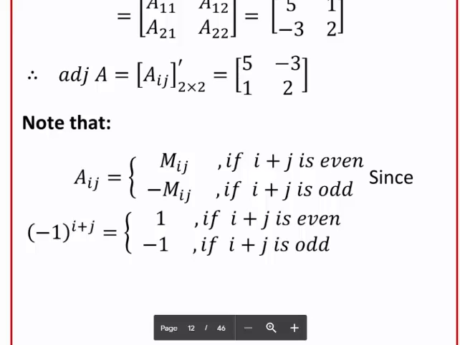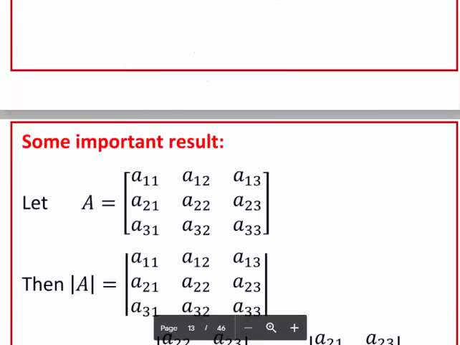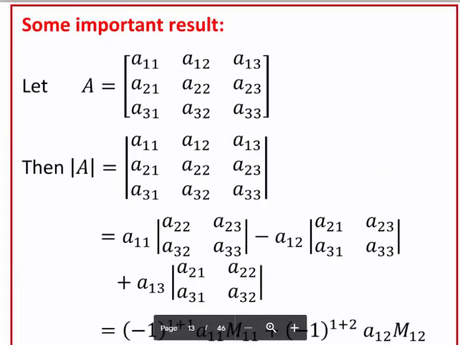One thing you note: what is the relation between cofactor of element and minor? Roughly we can say if i plus j is even, then Aij equals Mij. Cofactor of element is equal to minor of element. If i plus j is odd, then negative of Mij is Aij. There is a difference in sign when i plus j is odd. Let us discuss some important results.